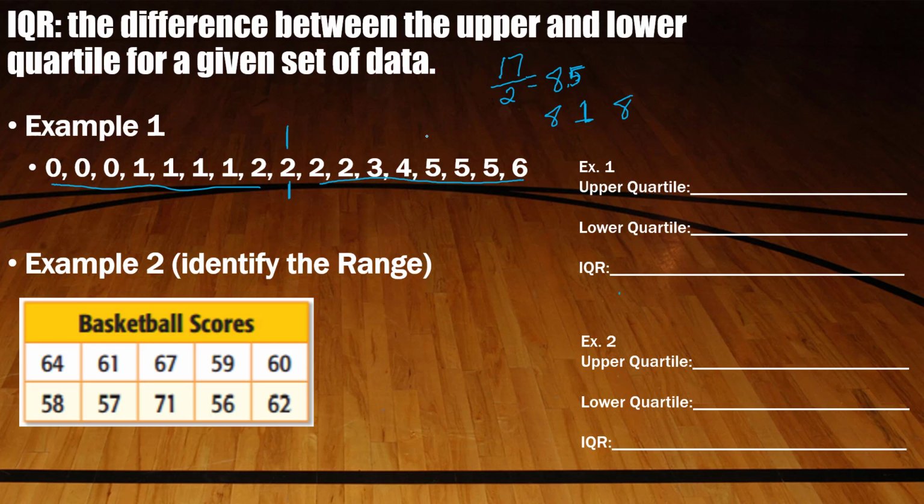We already know that we have 8 numbers here, so 8 divided by 2 gives us 4. We're going to have sets of 4 values and a median. Notice I had a median here. It was not part of the upper or lower bound. I have a median here.